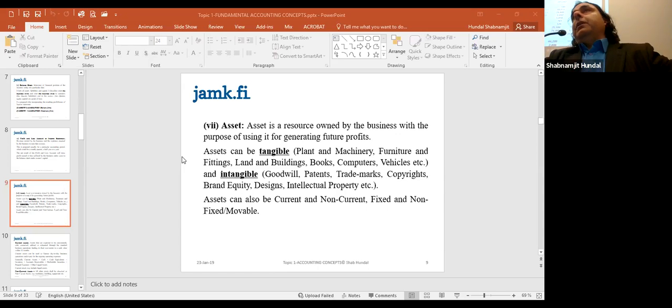Can I ask you, what could be an intangible asset for an oil company? I can imagine for Microsoft that the software they develop is an intangible asset.